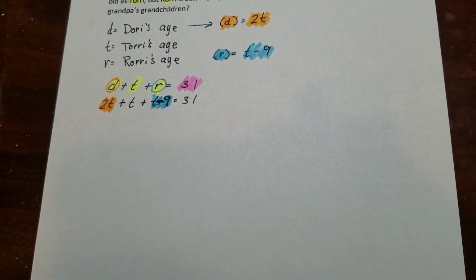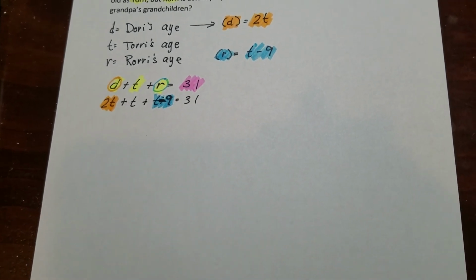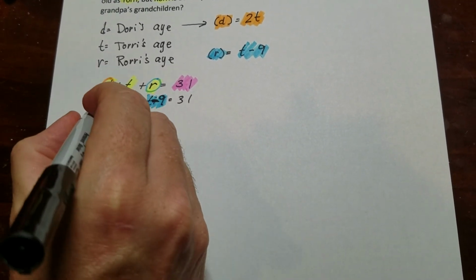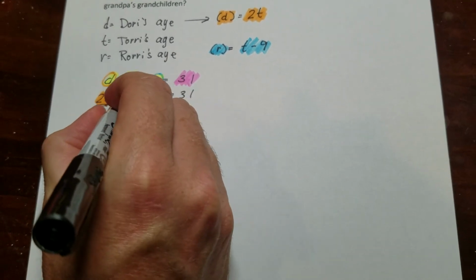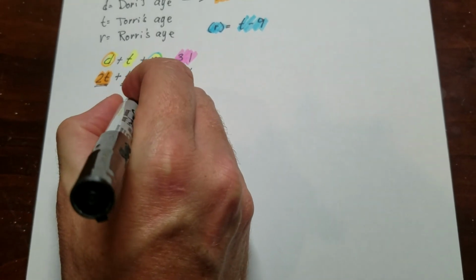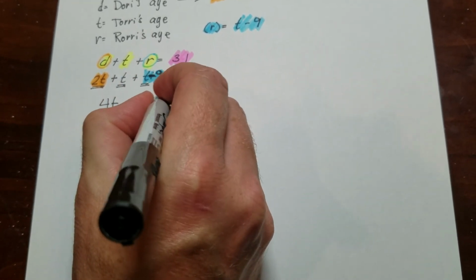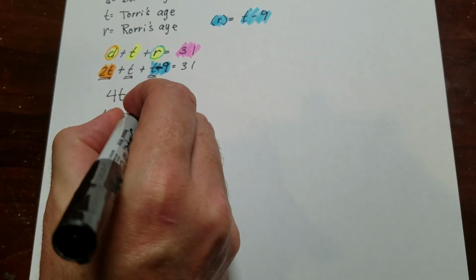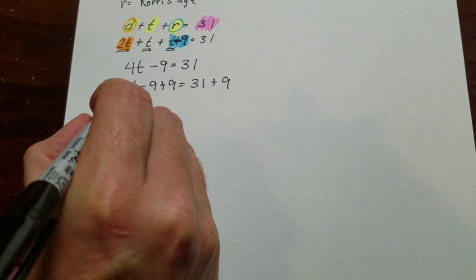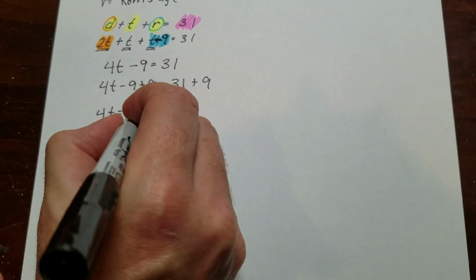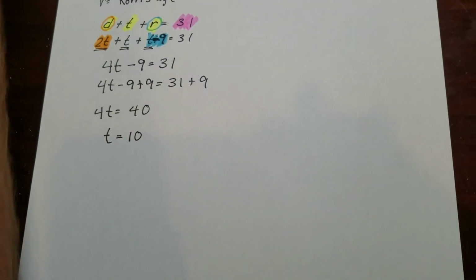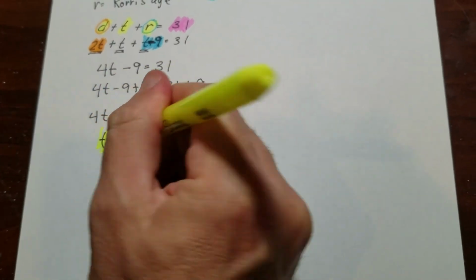And after that, I'm just going to do a bunch of sort of solving algebraic equation type things. So I'm going to combine like terms. So I have a 2T here, a T here, and a T here. So all together, that's 4T. And then I have minus 9 is equal to 31. Then I'm going to just do additive inverse. And so what I did here is I figured out that T is equal to 10. So I know now Tori is 10 years old.